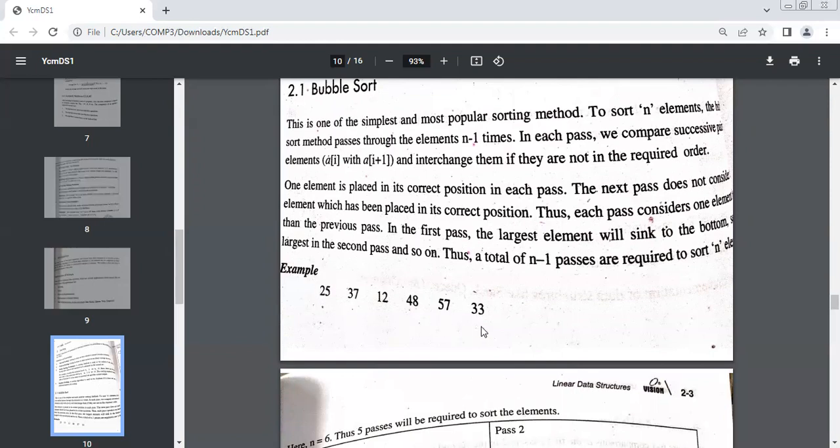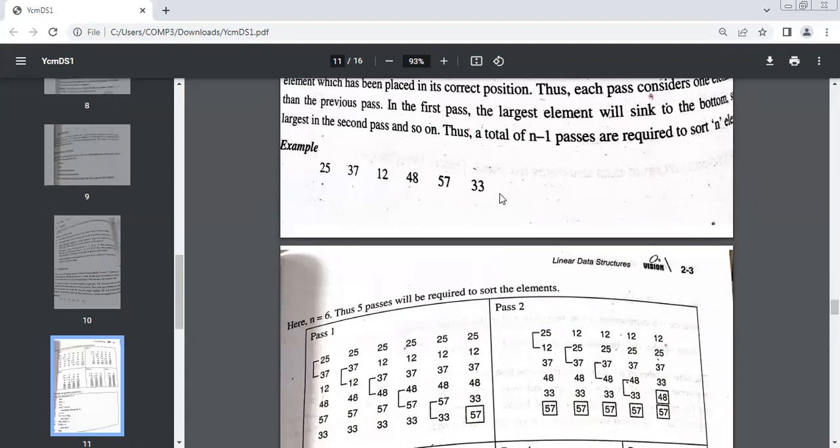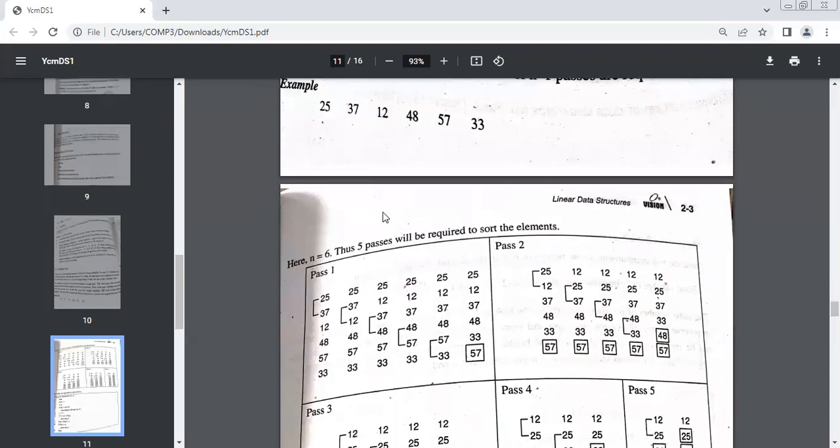Here is number of elements 25, 37, 12, 48, 57 and 33. These are the elements which are listed here. Okay, now we want to sort these elements by using bubble sort. So here we see the working of bubble sort. First pass means first we write all the elements 25, 37, 12, 48, 57, 33 in first pass.